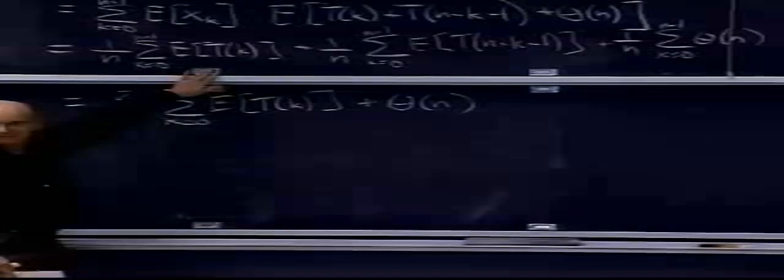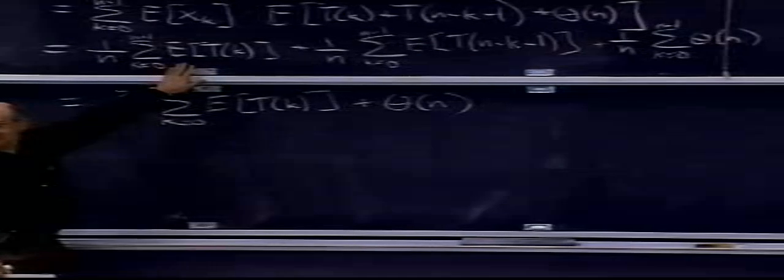Well, for the T of n minus k minus 1, it basically does the same thing. These two sums are identical. They're just adding them up. One is going from the bottom up. The other is going from the top down. They're identical summations, so it's just twice the first one. That's cute. Okay?